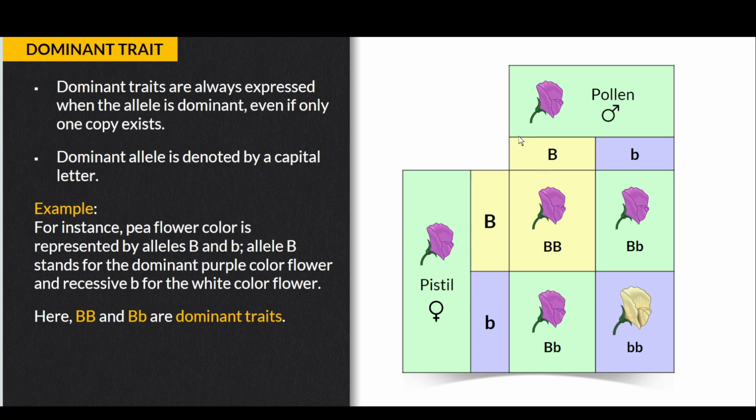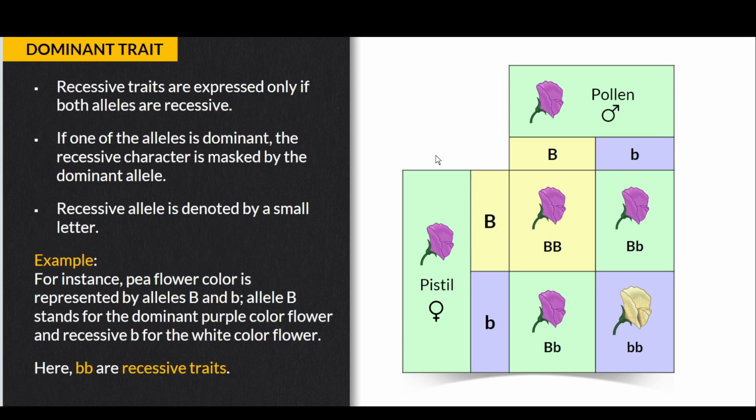Dominant is represented by capital letters only. These small letters are recessive. So recessive is only expressed if both are recessive. If one is dominant and the other is recessive, only the dominant will express itself. Like here, the flower color is purple because the purple allele is dominant over white.